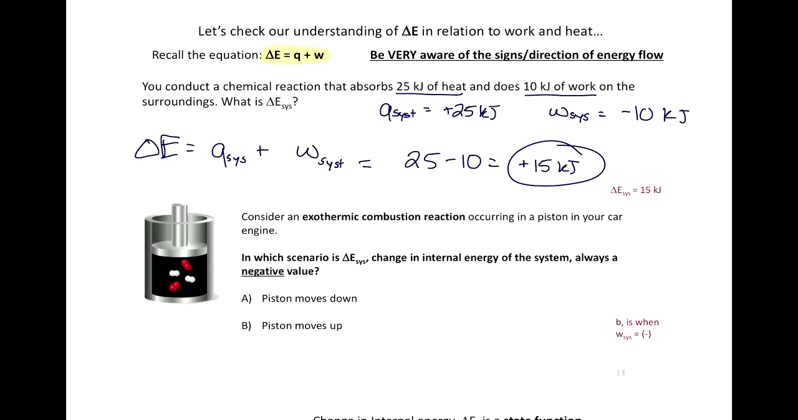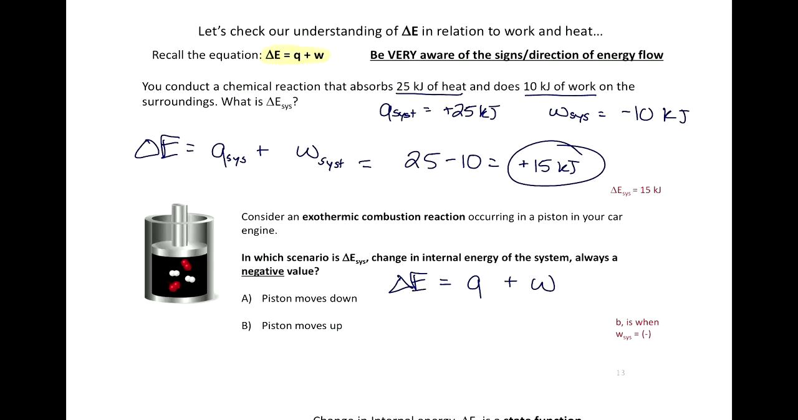Okay, let's look at this other one. Consider an exothermic combustion reaction that occurs in the piston of your car. In which scenario is your change in internal energy always negative? When the piston moves up or when the piston moves down? Let's walk through this. The equation for change in internal energy is Q plus W.